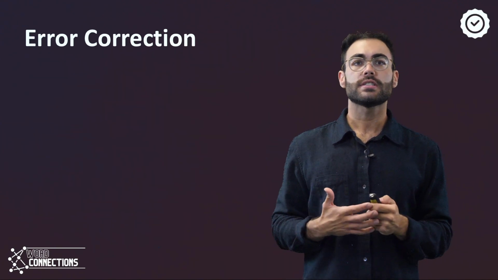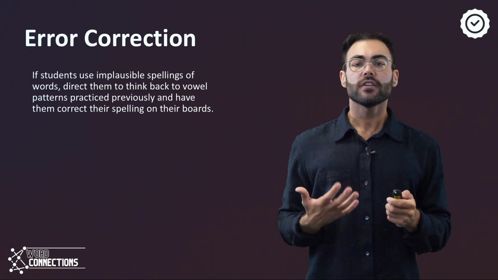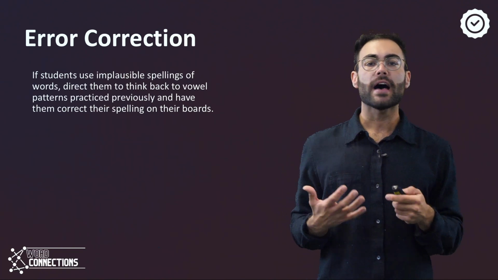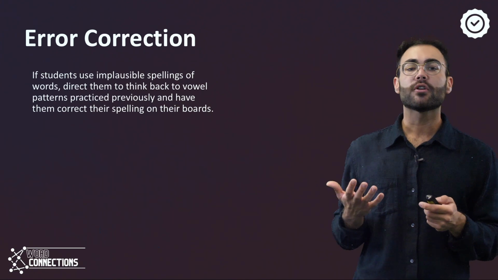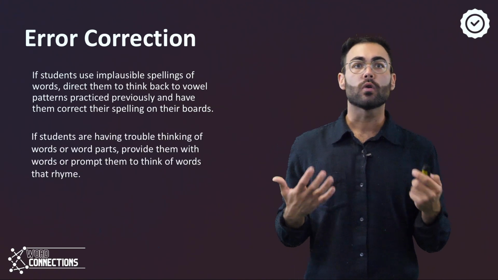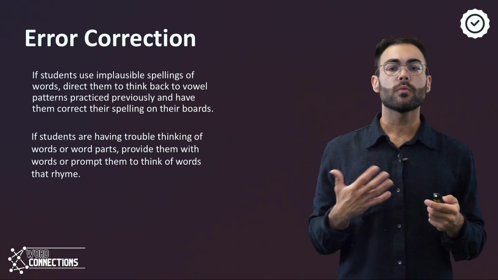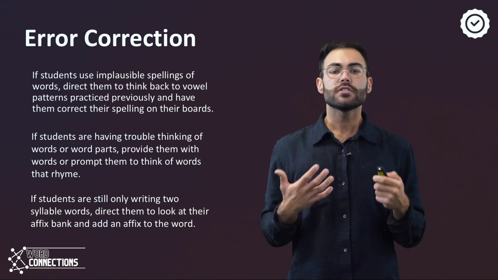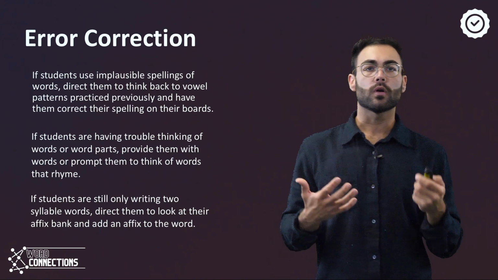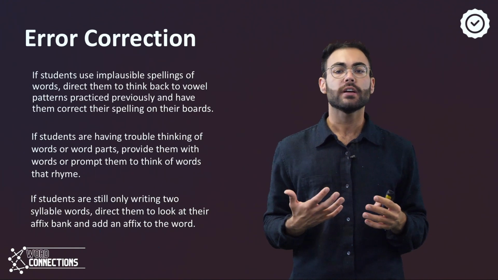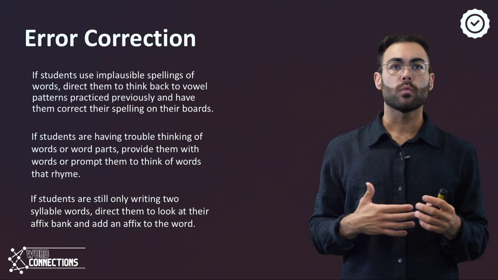Here are the error correction procedures used in Write Word. First, if students are using implausible spellings of words, you can direct them to think back to vowel patterns practiced previously and have them correct their spellings on their boards. If students are having trouble thinking of words or word parts, you can provide them with words or prompt them to think of words that rhyme. And if students are still only writing 2-syllable words when some of the scripting goes up to 3 syllables or more, direct them to look in their affix bank and add an affix to the word that they're building.